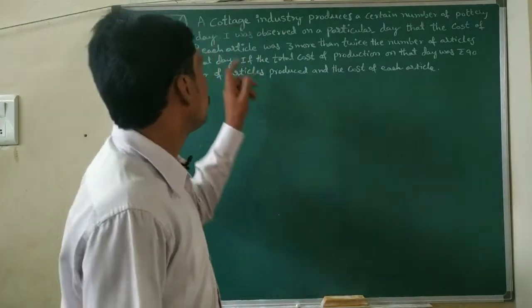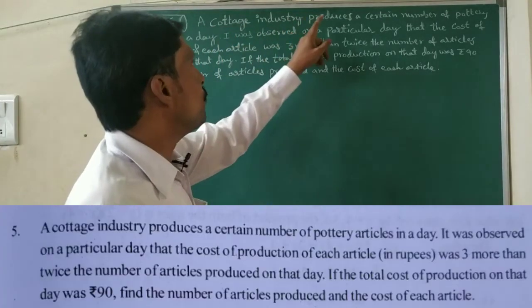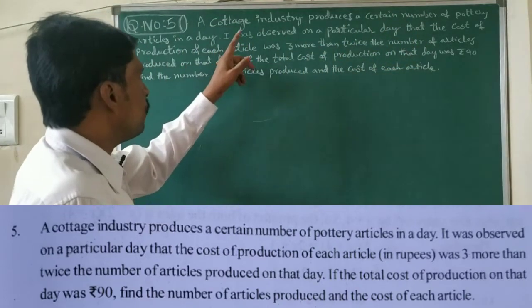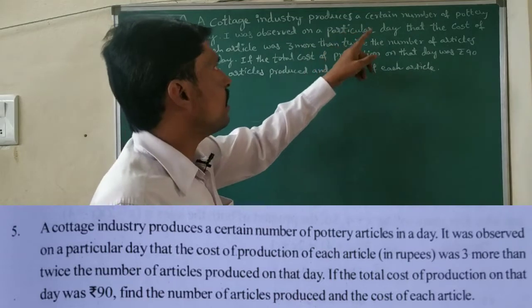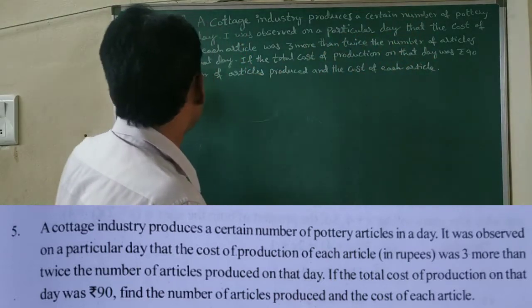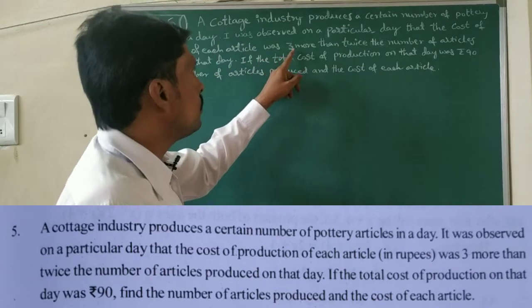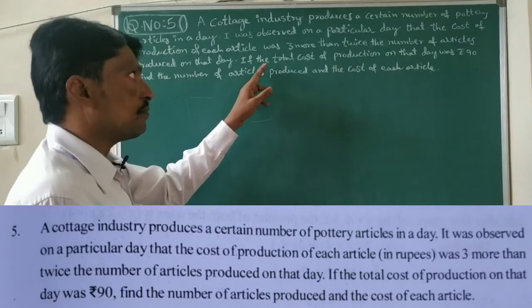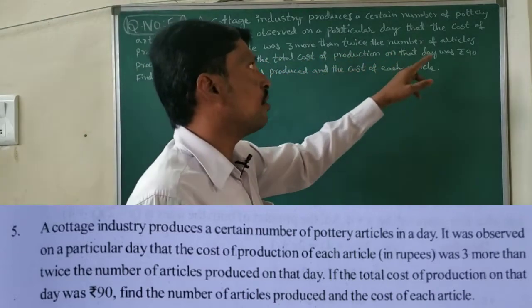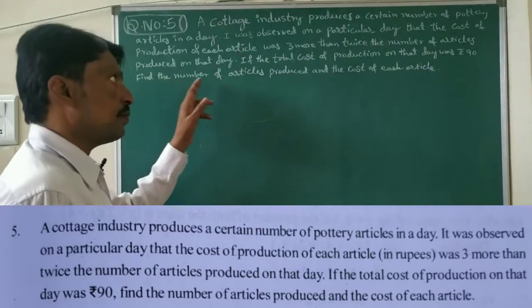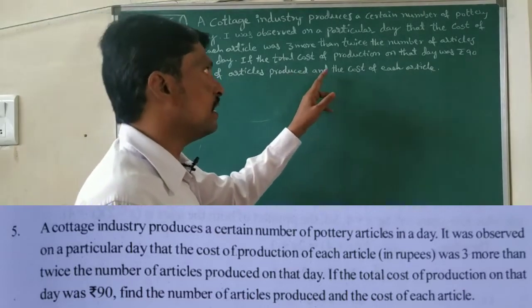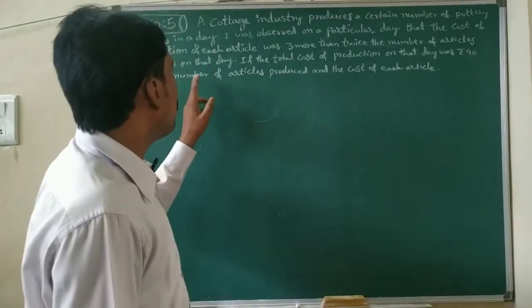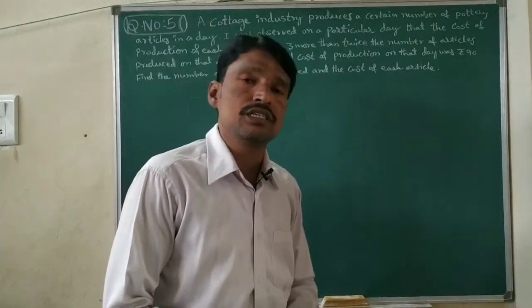Question number 5. A cottage industry produces a certain number of pottery articles in a day. It was observed on a particular day that the cost of production of each article was 3 more than twice the number of articles produced on that day. If the cost of production on that day was rupees 90, find the number of articles produced and the cost of each article. So here we need to find the number of articles and the cost of each article.